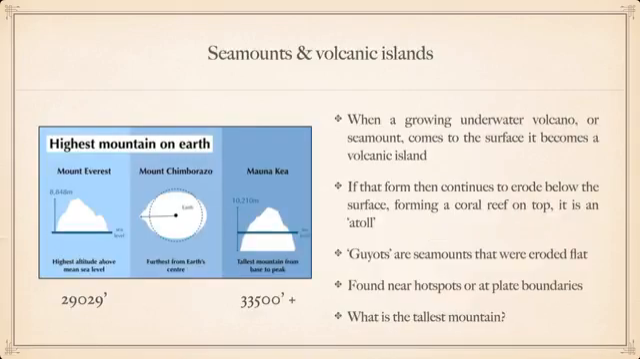So, seamounts and volcanic islands. This is when a growing underwater volcano, or seamount, comes to the surface. That's when it becomes a volcanic island. Now, if that form then continues to erode below the surface of the sea and you form a coral reef on top, then it's called an atoll. Guyots are seamounts that were eroded completely flat. These are often found near hotspots or at plate boundaries like other volcanoes.